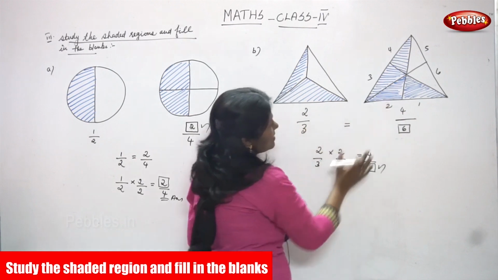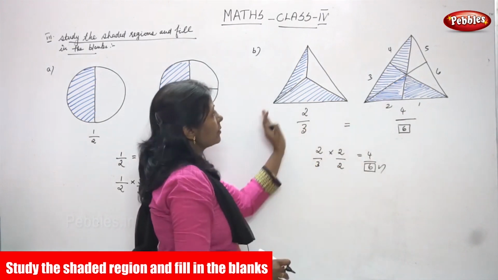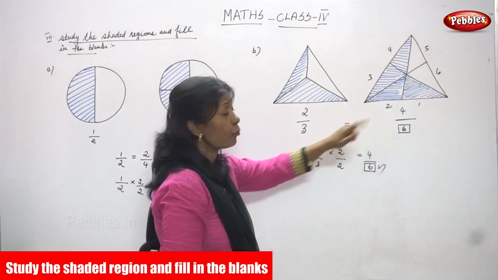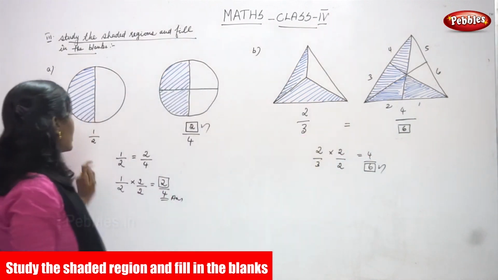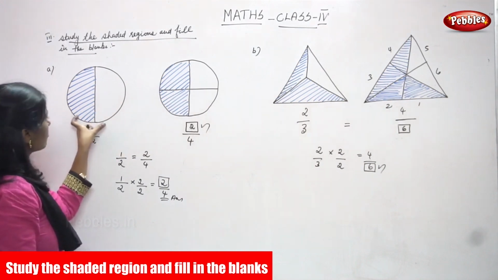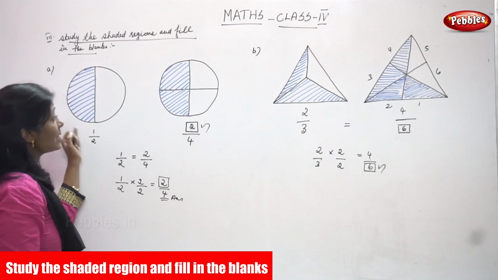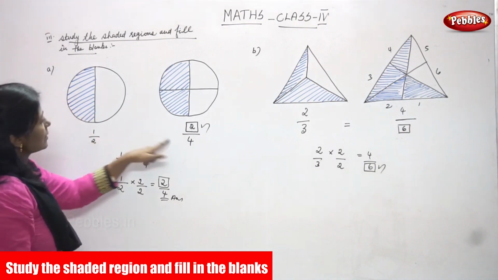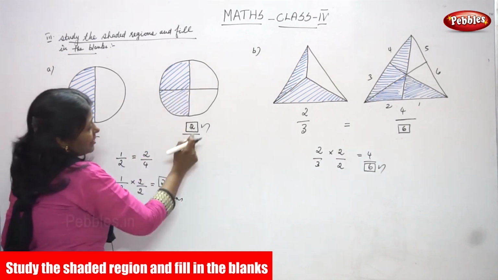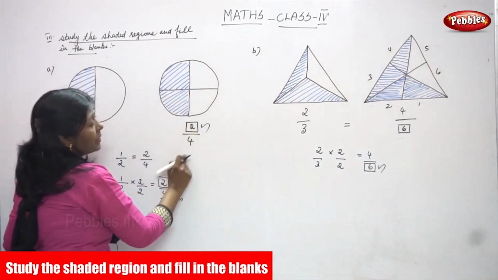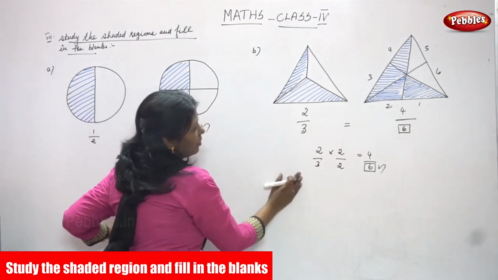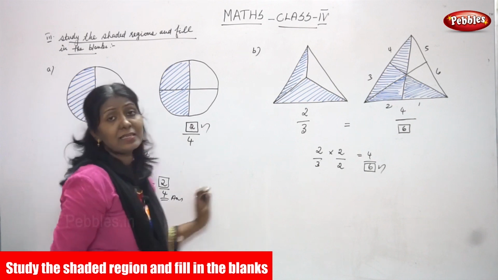And I also represent it in the diagram. Here there are 3 parts and I shaded only 2 parts. Here there are 6 parts and I shaded only 4 parts. In this diagram the whole has 2 equal parts, but I shaded only one part. It is a circle, a whole thing. Here also the same circle, but I cut it into 4 equal parts and shaded only 2 portions. So both sums are equal in fraction, as I am representing in the diagram also.